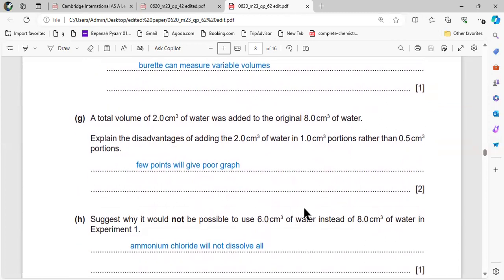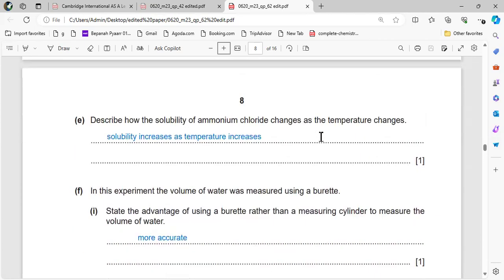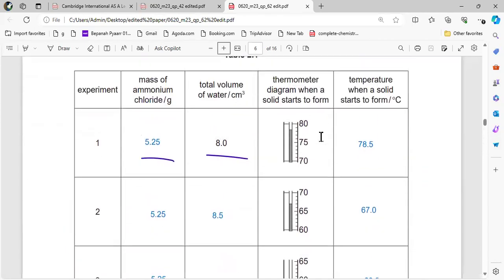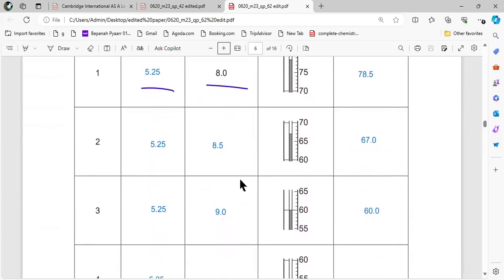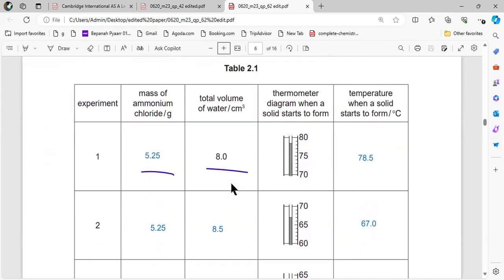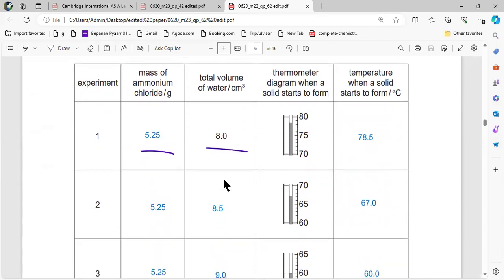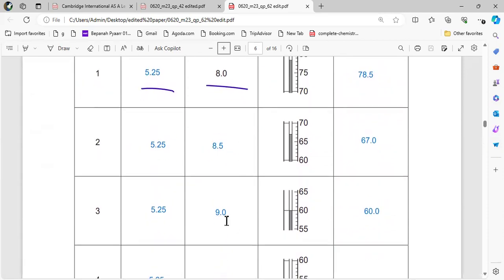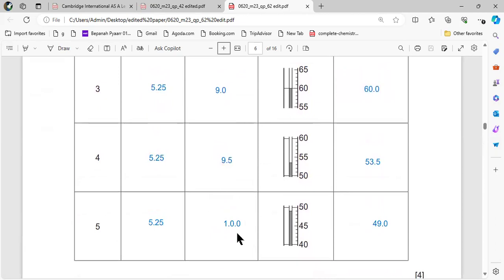A total volume of 2 centimeter cube of water was added to the original 8 centimeter cube of water. Explain the disadvantages of adding the 2 centimeter cube of water in 1 centimeter cube portions rather than 0.5 centimeter cube portions. So here, if we observe the table, in each experiment we are just adding 0.5 centimeter cube of water. So the total is 10 centimeter cube of water present in the boiling tube. If instead of 0.5 centimeter cube, I directly add 1 centimeter cube of water to the 8 centimeter cube, it will become 9. Adding 1 centimeter cube again, it will become 10.